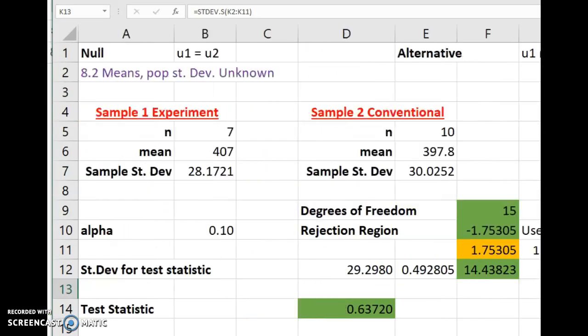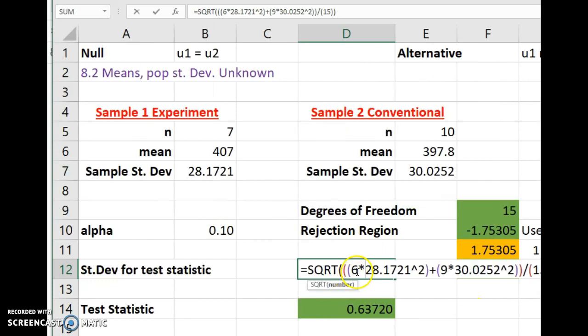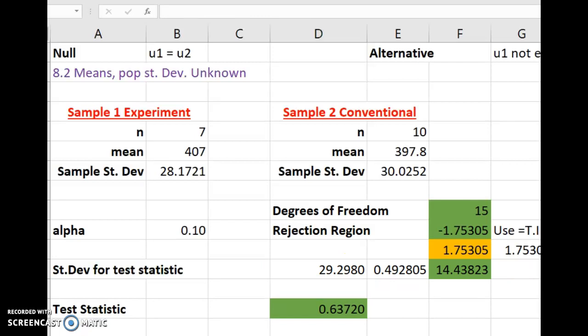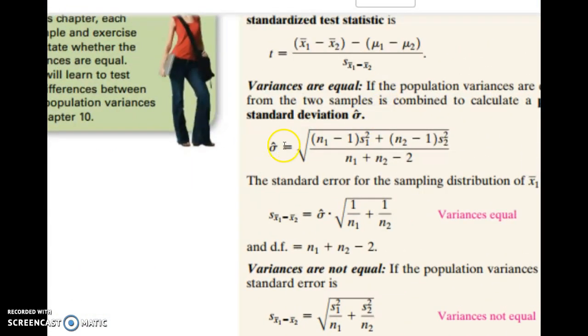So then you can use that formula I just showed in the book. You're going to take 1 minus that first sample size and multiply it by that sample standard deviation squared, and then add that to 1 minus the second sample size times that second sample standard deviation again squared. And that's the top part of the fraction, and on bottom you're dividing by that degrees of freedom, the two samples added together, and subtract 2. So 17 minus 2 is 15. So the top part of the fraction, the bottom part, and you take the square root of that whole thing. And that is this right here.